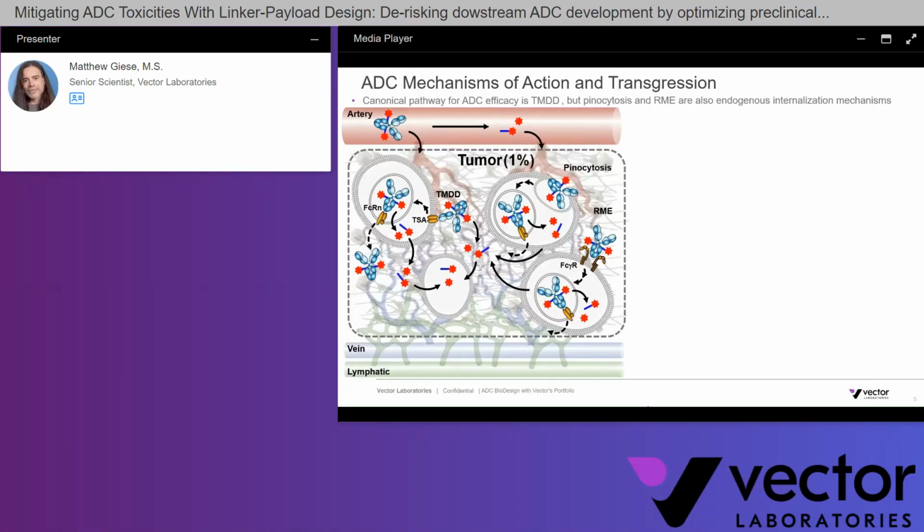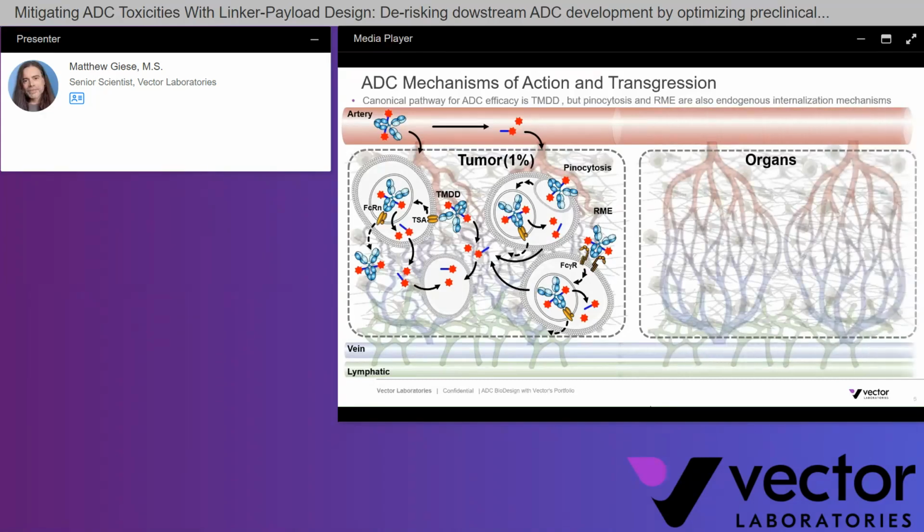But now it's fairly well established that less than 1% of the administered dose reaches the tumor and is processed in this way. So where's the other 99% of it? Well, there are other tissues and organs, and the ADC and the payload can be carried into these other tissues and organs and subjected to these same mechanisms of internalization and processing. Pinocytosis is very efficient in tissues rich in capillary beds with high blood flow.